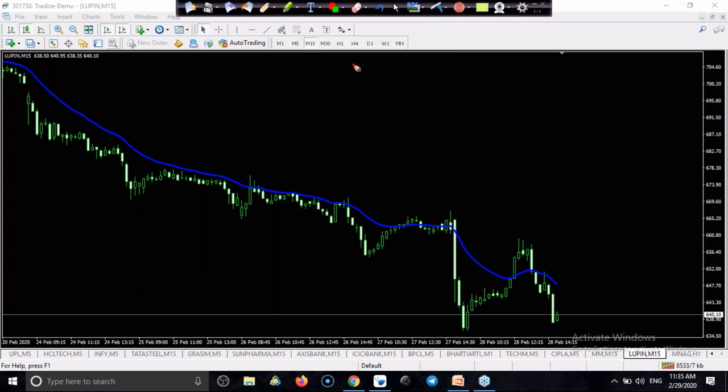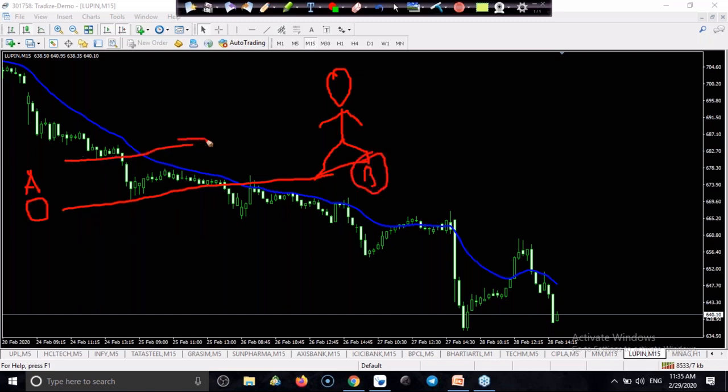So suppose this is you. All right, and this is you, you guys. Suppose you run from this A point to this B point, too fast. All right, whatever energy you have, you use to reach that B point from A point. You use your full energy, you run from A point to B point. So after that, what happened?